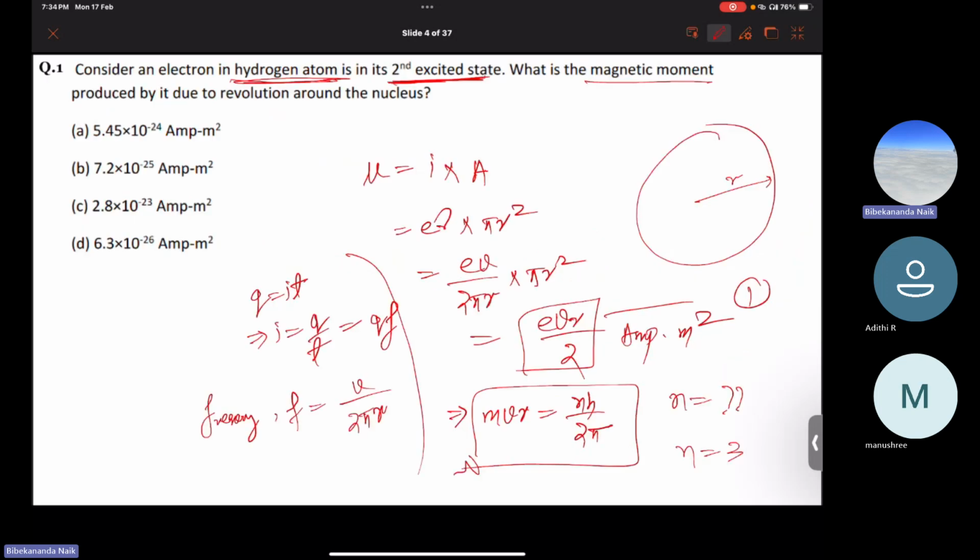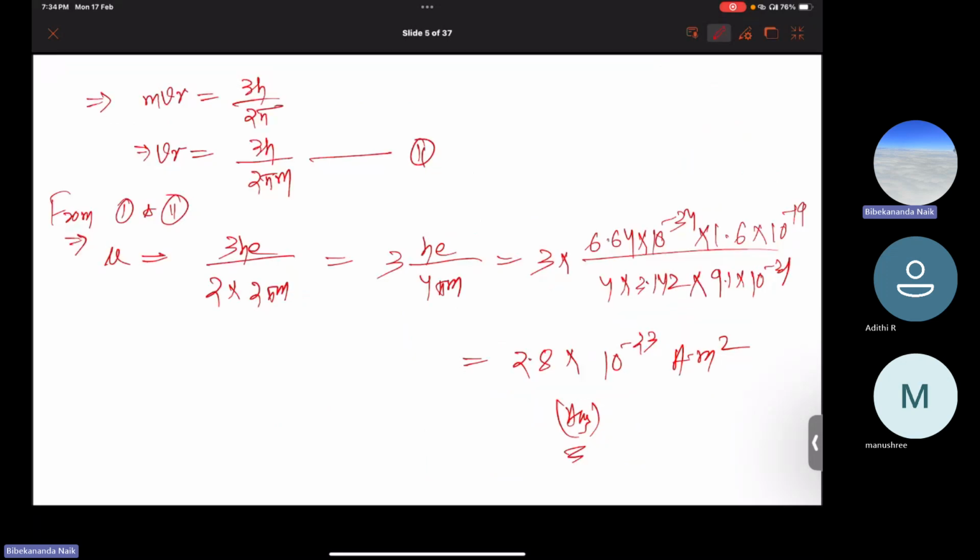And if you talk about the options, then the correct option is option C, 2.8 into 10 to the minus 23 ampere into meter square. So is this clear to everyone?